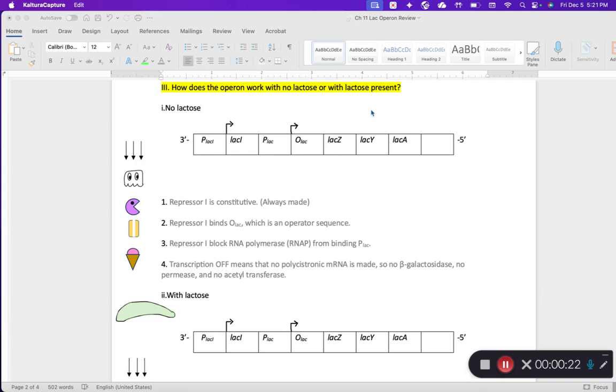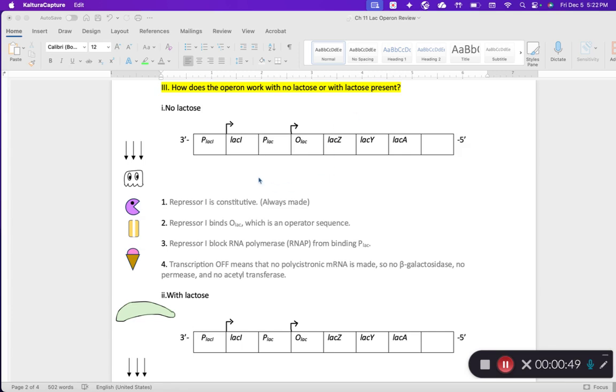As I mentioned before, lactose is what's involved in starting it. If there's a presence of lactose, it's going to turn it on. But the first thing we've got to do, before we look at how lactose turns it on, is see how it works when there's no lactose present. In this case, if there's no lactose present, then transcription should be off.